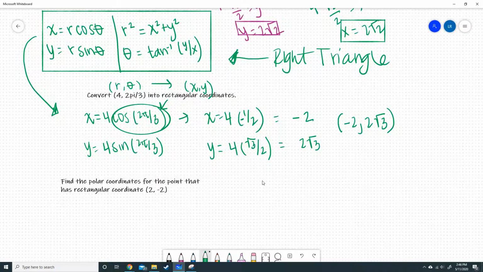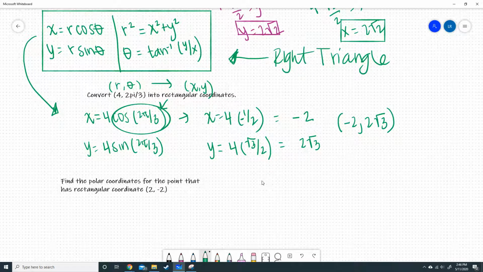Okay, so we have this example here. Find the polar coordinates for the point that has a rectangular coordinate of 2, -2. So 2, -2 is going to fall right here.